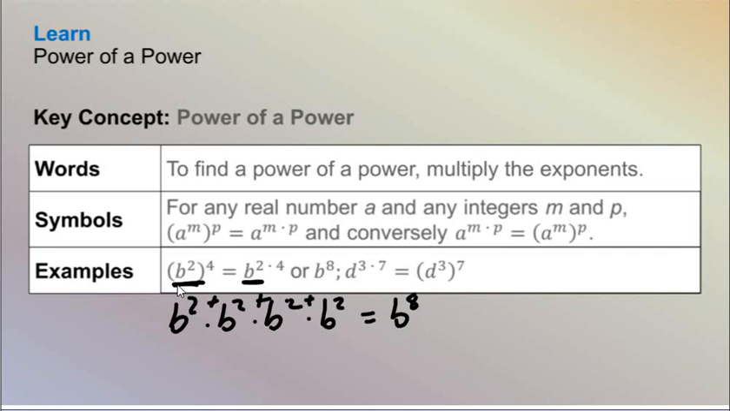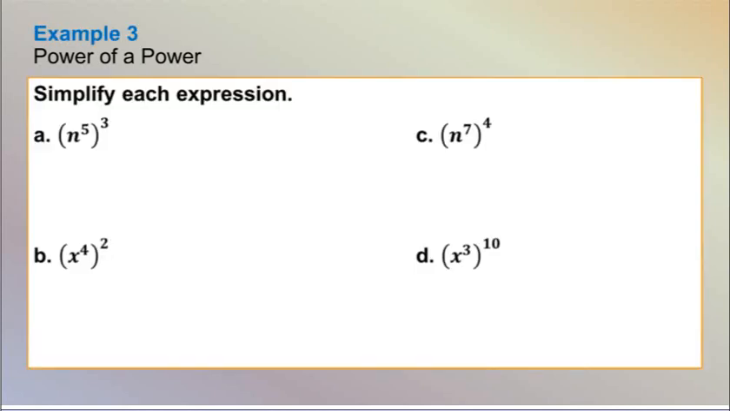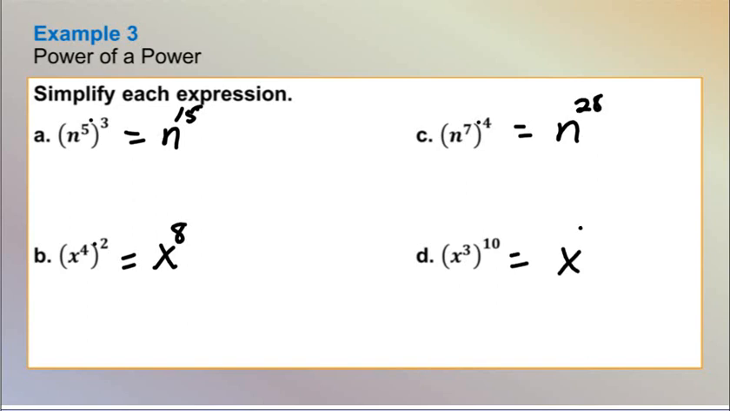Let's practice using that property. So simplify each expression. N to the 5th raised to the 3rd power is n to the 15th. I'm just multiplying those. Letter B would be x to the 8th. Letter C would be n to the 28th. 7 times 4 is 28. And the last one, x to the 30th, multiply 3 times 10.